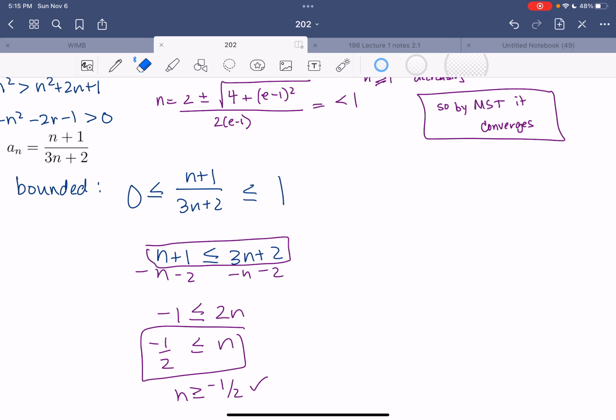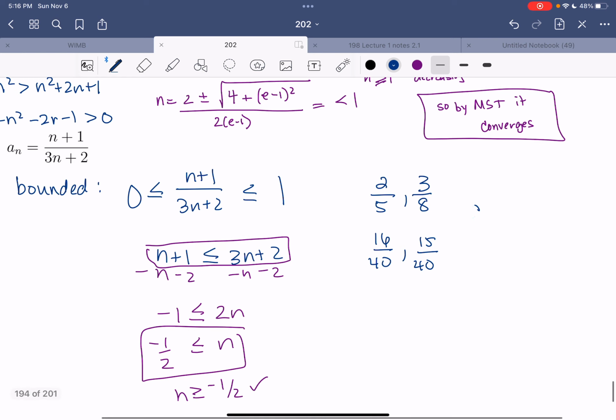The first term, when you plug in 1, 1 plus 1 is 2, 3 plus 2 is 5. When you plug in 2, 2 plus 1 is 3. 2 times 3 is 6 plus 2 is 8. There we go. Now you're talking about 16 over 40 and 15 over 40. And you can see that it's getting lower. So it is, in fact, decreasing.